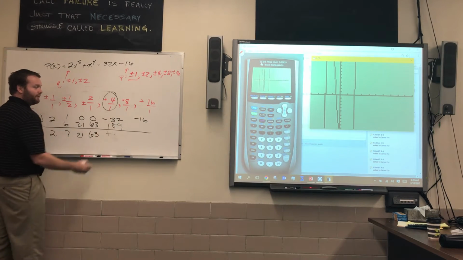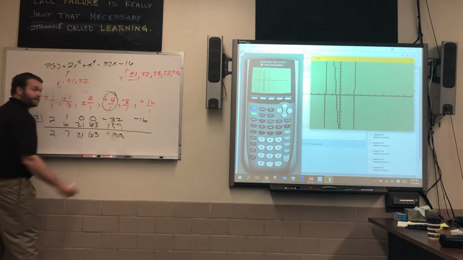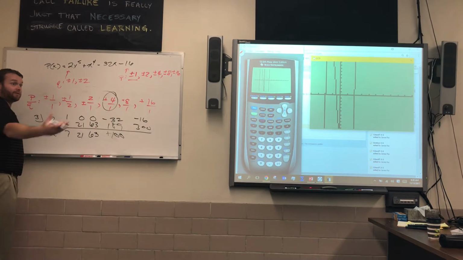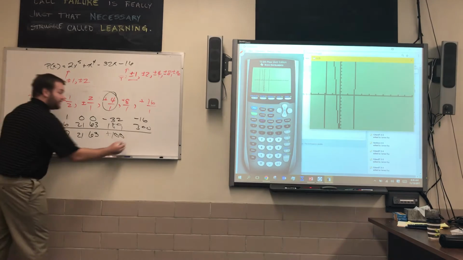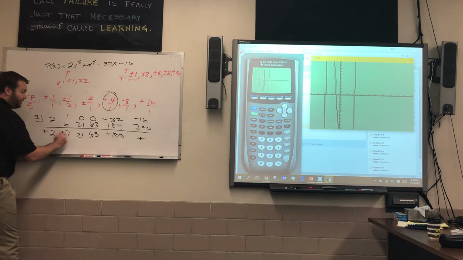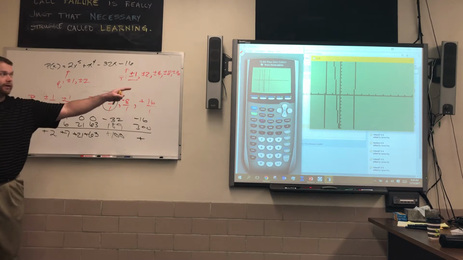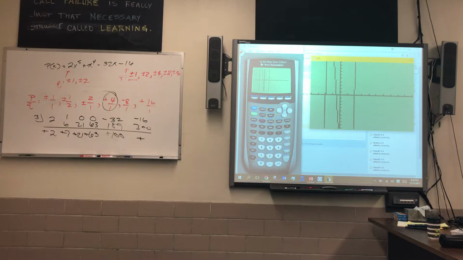You need a pretty large positive number, at least 100, right? 3 times 100 is 300. Is negative 16 plus at least 300 a positive number? So what happened here? All positive entries in that quotient row, right? So all positive entries tells me that 3 is in fact an upper bound.